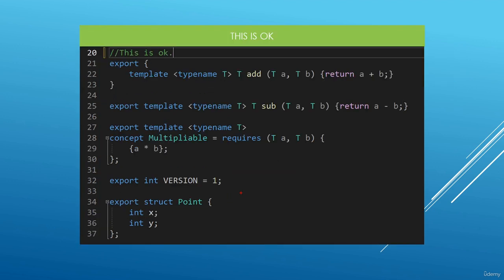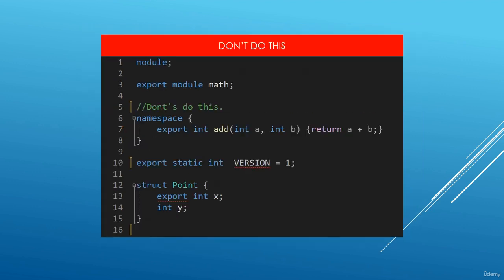Here are a few things you can do, however. You can export a function template like we are doing here. This is inside an export block. You can export it using the syntax here, export template typename. You can set up a concept and export it by exporting the template declaration here. This is going to make it available for use in other translation units. You can export a version which is not marked for internal linkage. You can also export a class like we have seen earlier. These are things you can do, and these are things you can't do. Make sure you keep this in your mind as you build your own C++ modules.